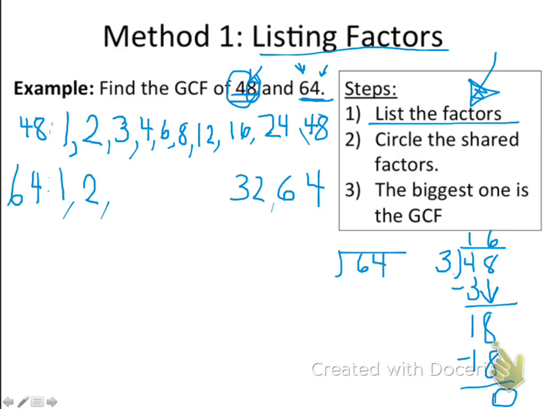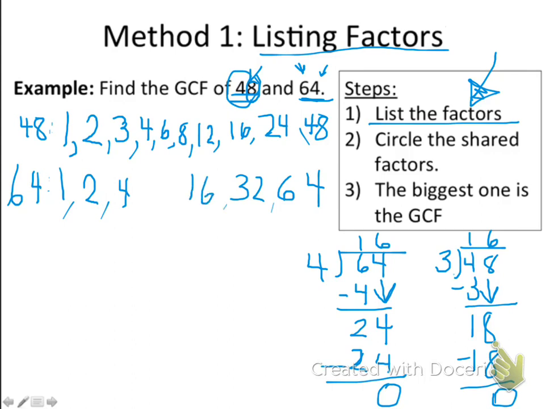64 divided by 4. 4 goes into 6 once. 1 times 4 is 4. Subtract 6 minus 4, we get 2. Bring down the 4. 4 goes into 24 6 times. 6 times 4 is 24. We subtract them and get a remainder of 0. So yes, 4 goes into 64 16 times.